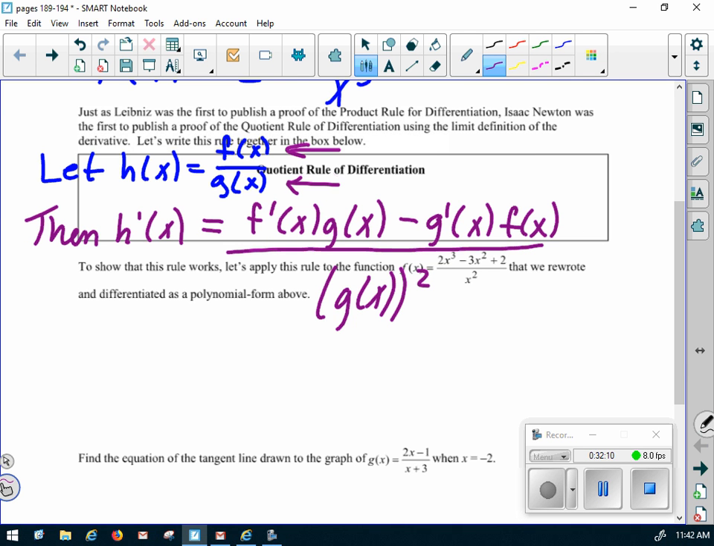All right, let's do it again. Derivative of the top times the bottom minus the derivative of the bottom times the top over the bottom squared.